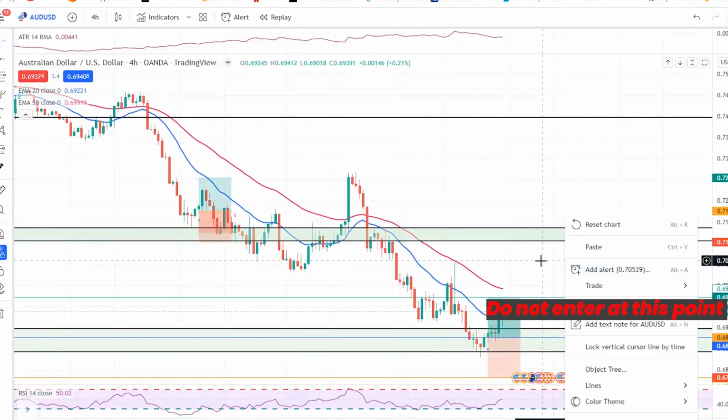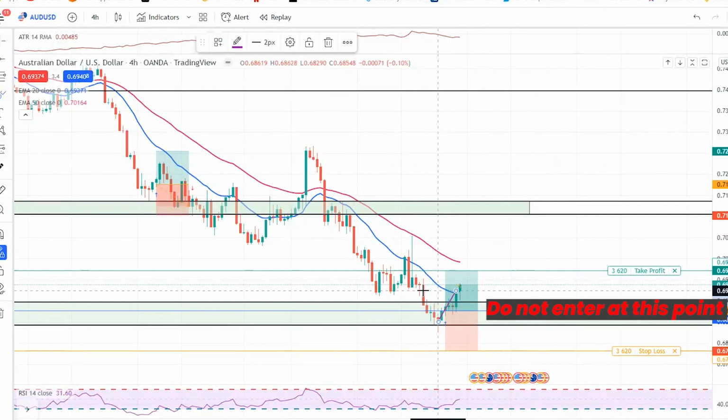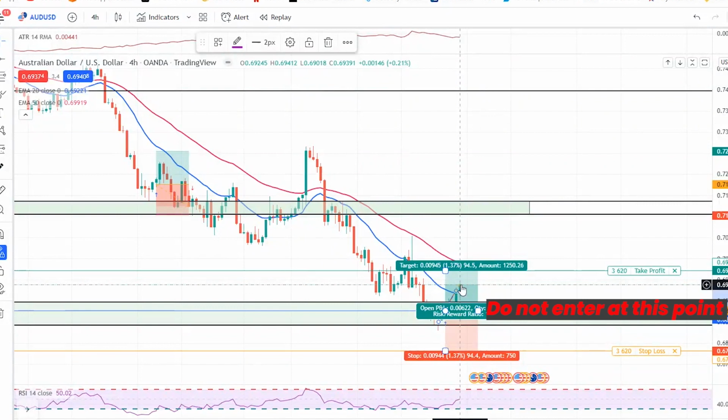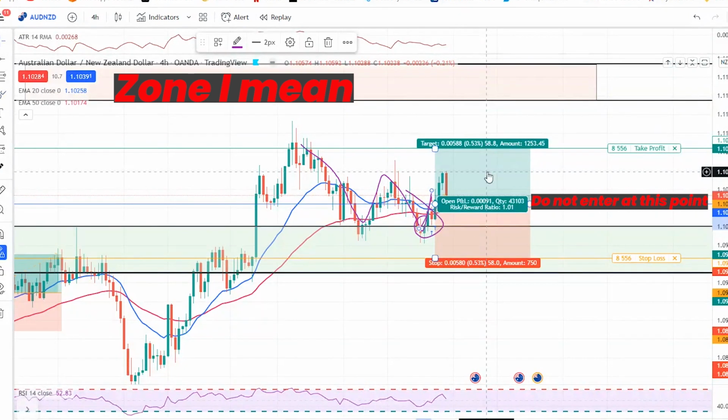This is a trade I am in right now, and as you can see, we are still in profit, and this is a 94 pips position right here. And this was a trade I have sent to my priority members as well. This is Australian dollar New Zealand. As you can see, we had this nice double bottom action, and the market is pushing up, and this is a 58 pips position. This is the trade I'm in as well.